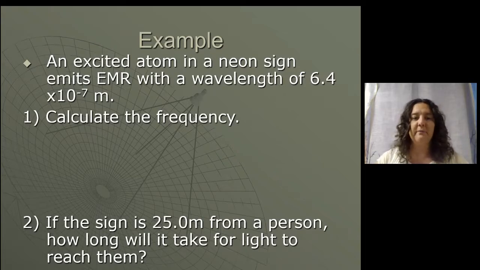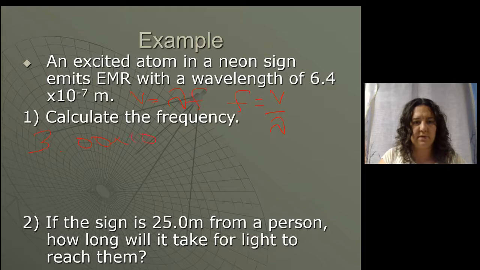So an excited atom from a neon sign emits electromagnetic radiation with a wavelength of 6.4 times 10 to the negative 7 meters. We're going to calculate the frequency. My formula started off as v equals lambda times frequency. We're going to calculate frequency, so we're ending up with velocity divided by lambda. So that's its wavelength.